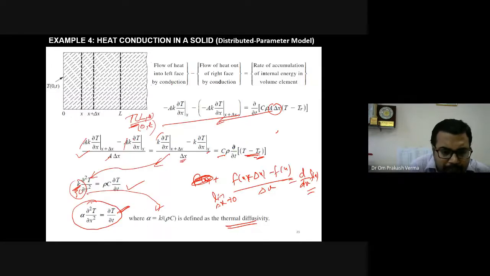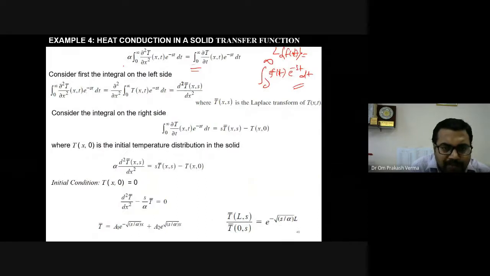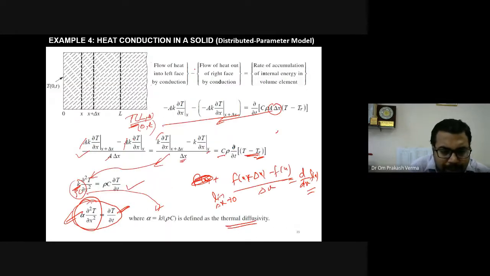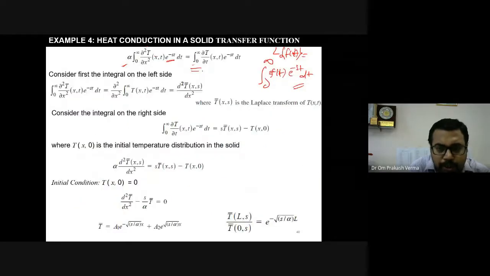So the Laplace transform of the left hand side is given by alpha taken as a common factor: the integral from 0 to infinity of del squared T by del x squared, this is the f(t), times e to the power minus st dt. Just solve it, equal to what is the right side? The right side is del T by del t, so we write the integral from 0 to infinity of del T by del t, again times e to the power minus st dt.